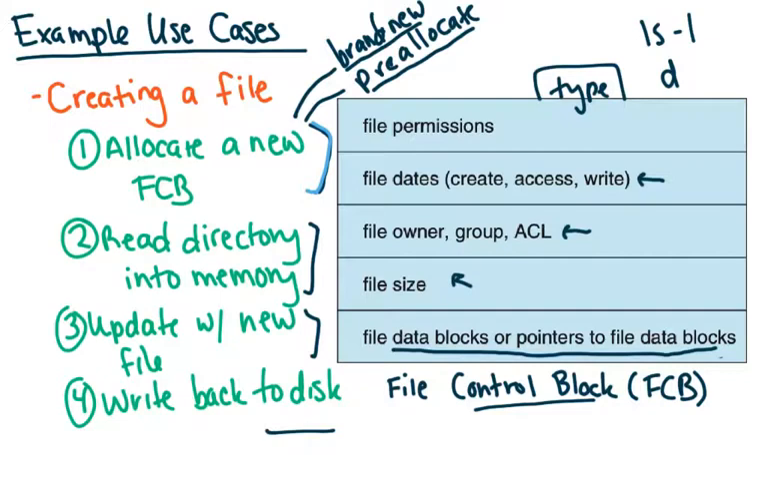Then the second thing that you want to do is read the directory into memory. Wherever this file is going, you need to read that directory into memory, because anytime you need to modify the directory, it needs to be read into memory. You want to update it, and then you want to write it back to the disk.